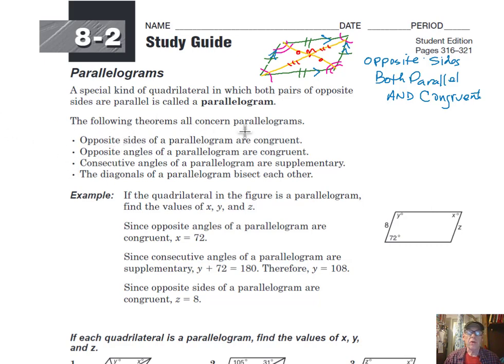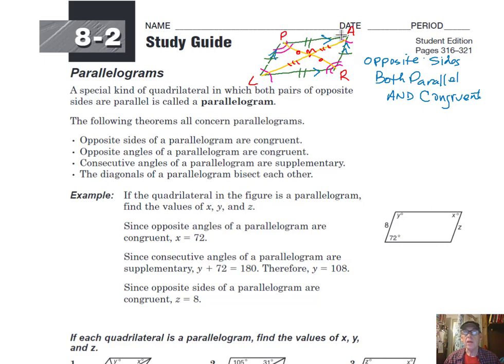So the following theorems all concern parallelograms. Opposite sides of a parallelogram are congruent. Opposite angles of a parallelogram are congruent. Consecutive angles, like if I call this P, A, R, L, consecutive angles, P and A, are going to be supplementary because this PL side and this AR side are both parallel to each other.